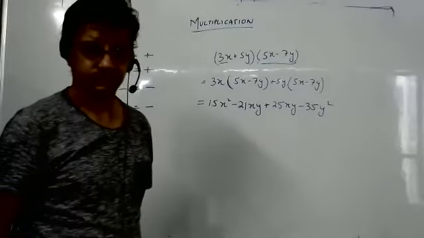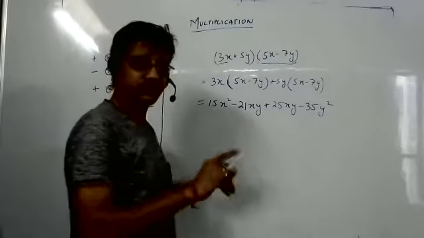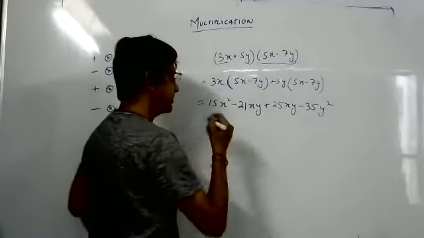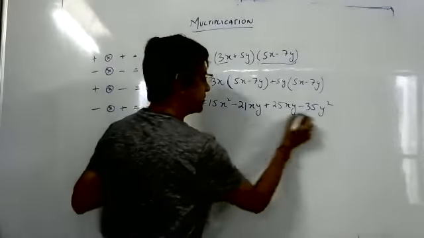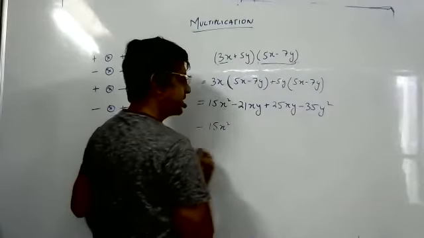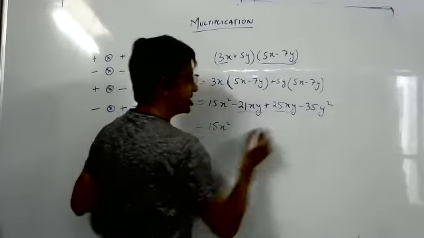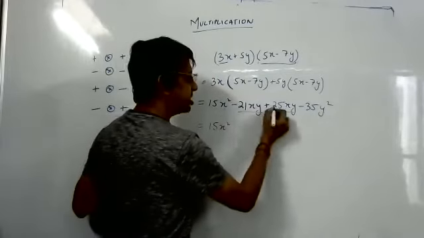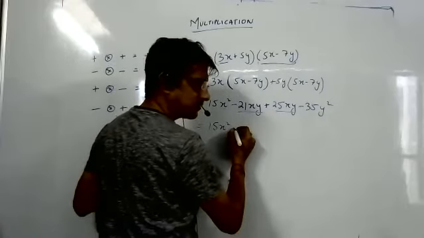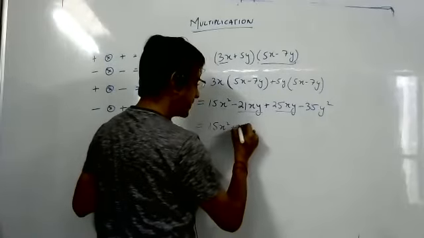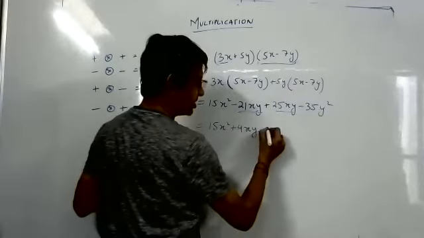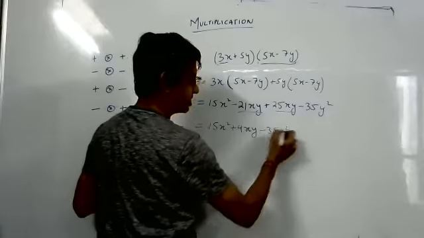Yes, sir. Now, but there is one more step in this. You have to see whether any like terms are there or not. Is there any x square? No x square. So you can write it 15 x square. Xy anywhere? Yes, here it is xy. So minus 21 xy plus 25 xy. What will be the value? 4xy. Plus 4xy. Now minus 35 y square.